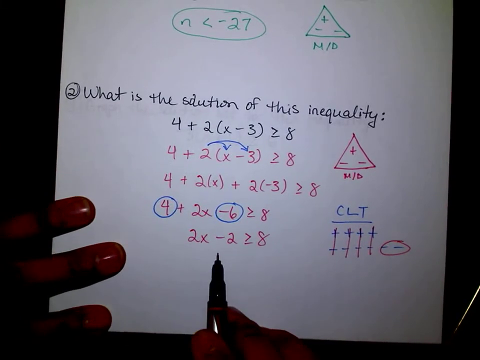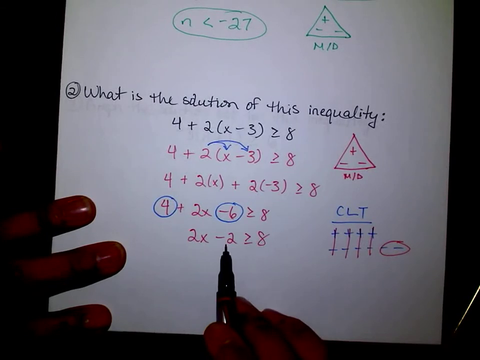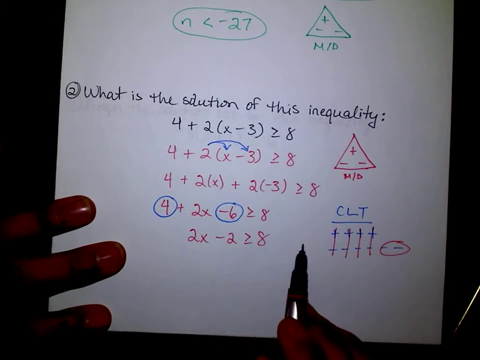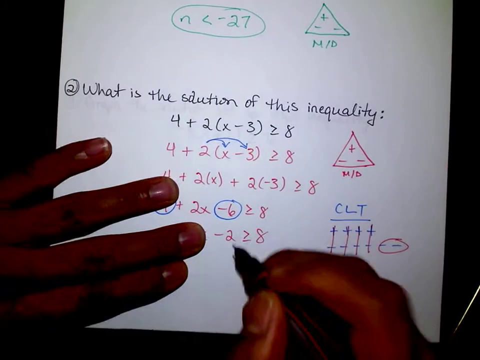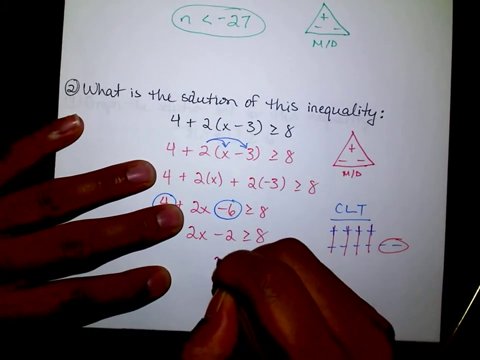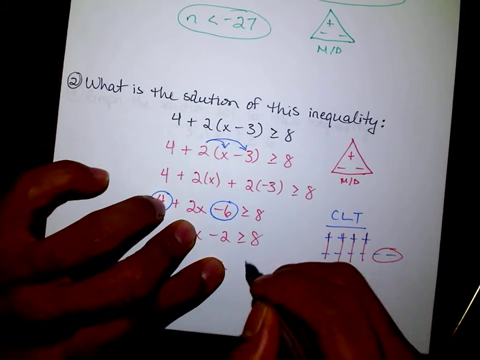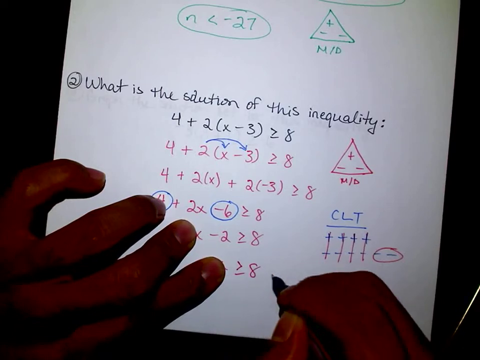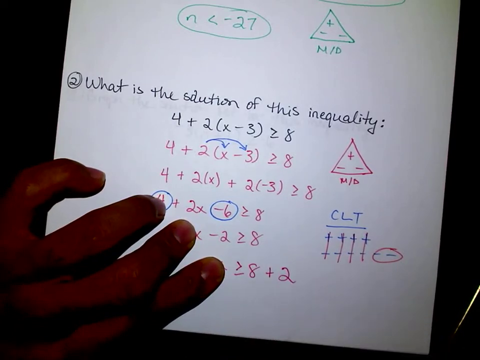Now, from here, remember the same process. We're going to start moving stuff from side to side. This is negative over here. When we move it over here, this is going to be positive. So, we're going to bring that down. 2x. Cover those up. 8 plus 2. Alright.